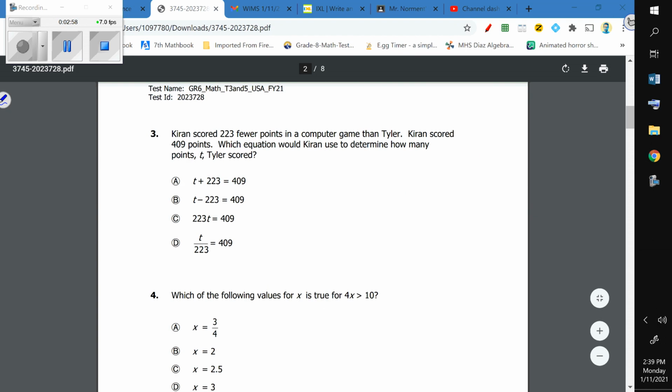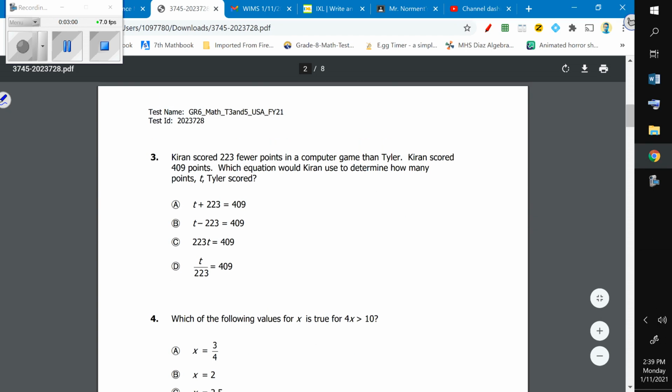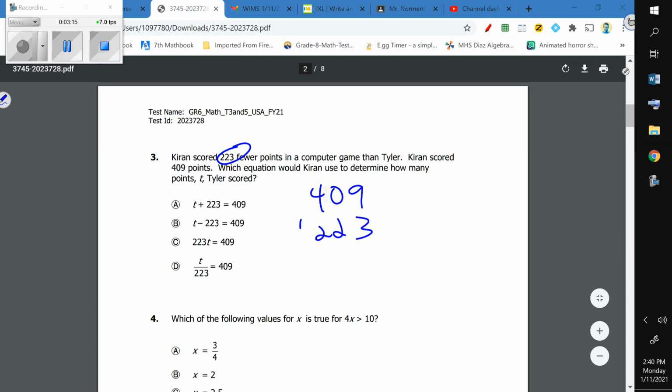Number 3. Kieran scored 223 fewer points than Tyler. So Tyler scored more. How many more points did Tyler score? 223 more points than Kieran. So if Kieran scored this many, and Tyler scored that many more, then Tyler scored 632 points.